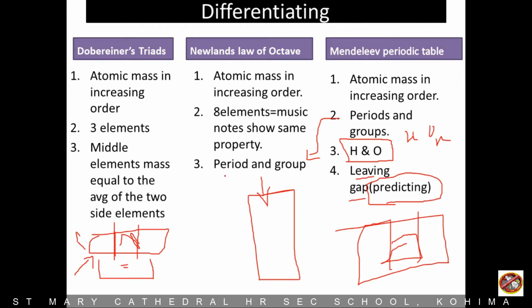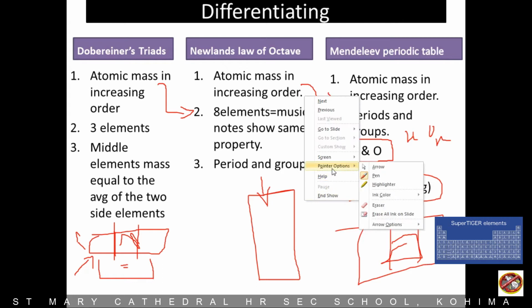So I hope you have got it, that atomic mass was used by Newlands again from Dobereiner's, and periodic group was used by Mendeleev. Okay, that is the plus point. From one step to the next, they tried to improve more, as it goes on.